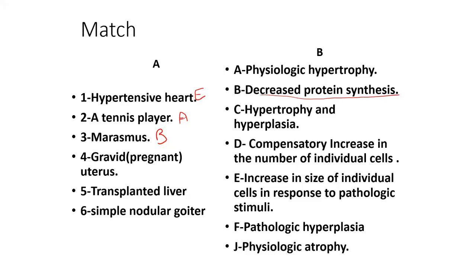Okay, transplanted liver. Remember, it is a kind of what? Hypertrophy, hyperplasia, atrophy, or what? Yes, this is hyperplasia. Very good. And this hyperplasia is physiologic and compensatory. So it is related to a compensatory increase in the number of individual cells. Compensatory physiologic hyperplasia. Very good.